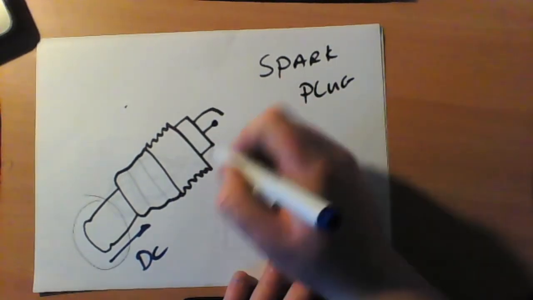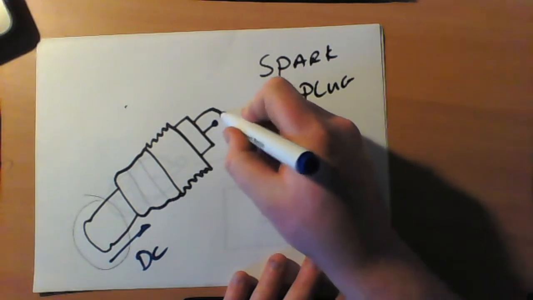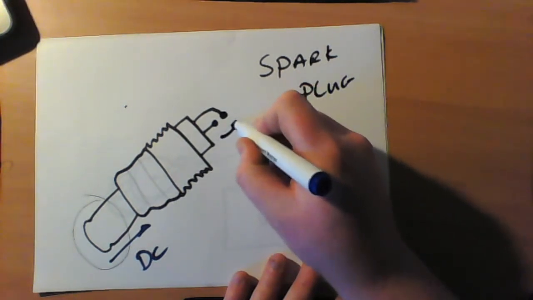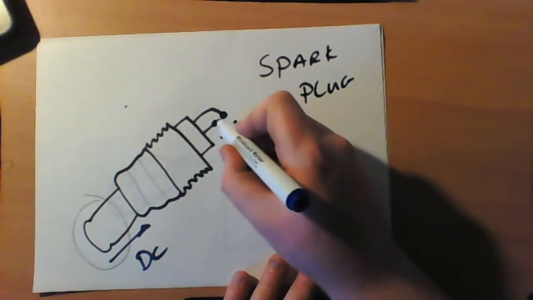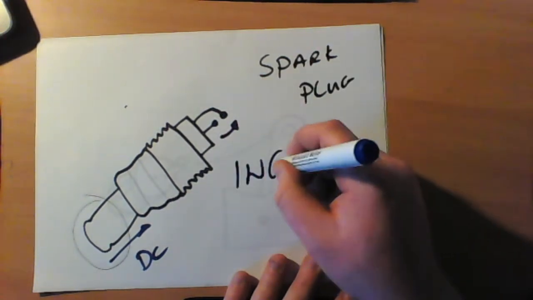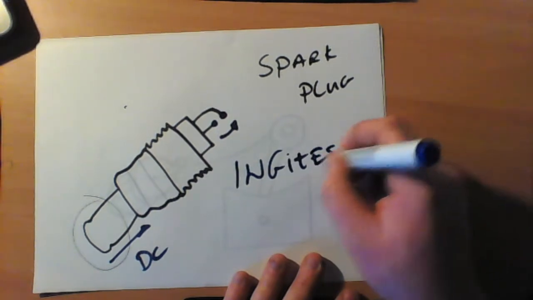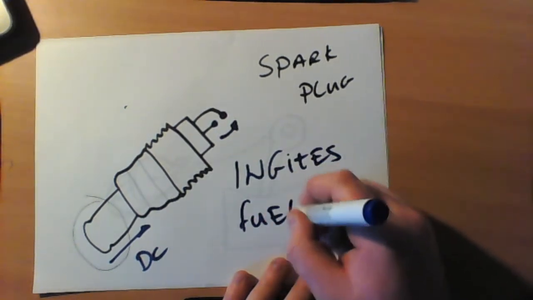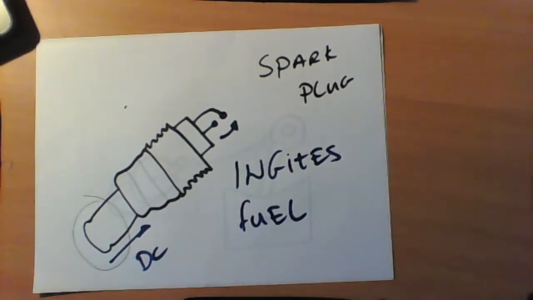The thing about it is, it wants to go somewhere. Since there's such a small distance between the two of those, it jumps. And when it jumps, it creates a spark, and the spark ignites the fuel. So that is the function of it. It ignites fuel. That right there, writing ignites fuel, will get you 1 mark.